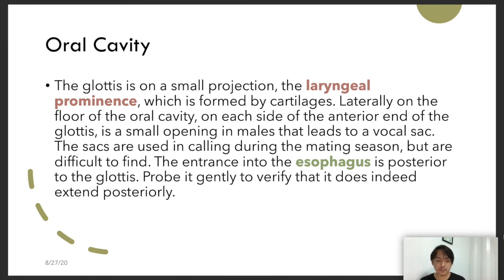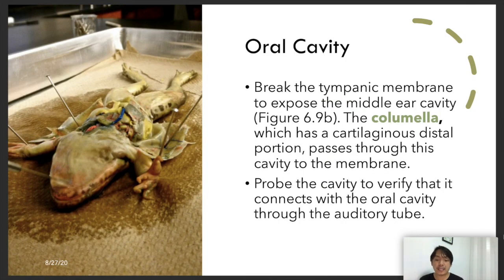Try to insert a probe. Break the tympanic membrane to expose the middle ear cavity. You'll find the columella, whose cartilaginous distal portion passes through the cavity to the membrane. Probe the cavity to verify that it connects to the oral cavity through the auditory tube. This is quite connected. When I insert a probe, it leads to the oral cavity.